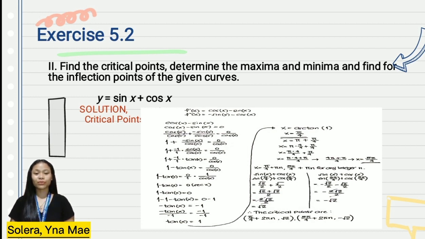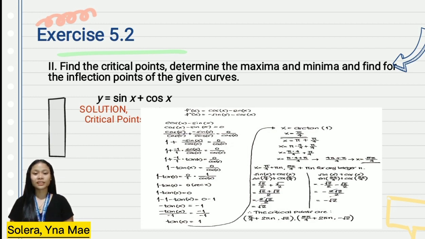Sin x plus cosine x equals sin pi over 4 plus cosine pi over 4, which equals the square root of 2 over 2 plus the square root of 2 over 2, which equals 2 the square root of 2 over 2, and the 2s cancel, giving the square root of 2. For 5 pi over 4, sin 5 pi over 4 plus cosine 5 pi over 4 equals negative the square root of 2 over 2 minus the square root of 2 over 2, which equals negative 2 the square root of 2 over 2, and the 2s cancel, giving negative the square root of 2.